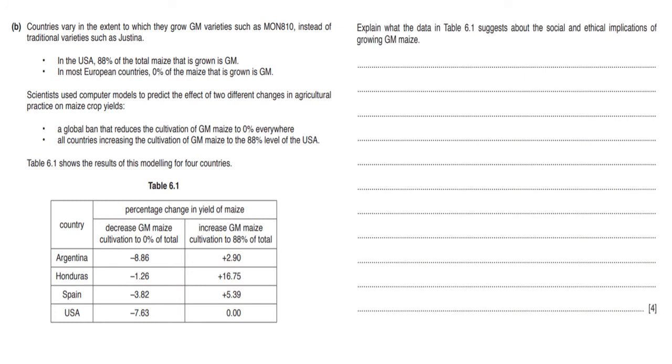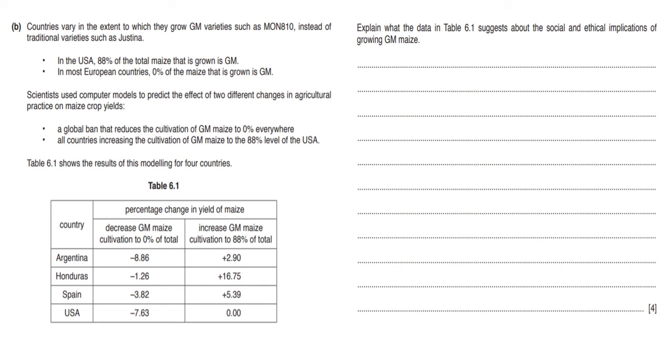Explain what the data in table 6.1 suggests about the social and ethical implications of growing GM maize. Now, this is interesting because usually when questions come about genetic modification, that's in chapter 19, I hardly see questions on the ethics and social implications, but I get my students to do presentations on these just so that they can sort of wrestle with the ideas of ethics in biology.